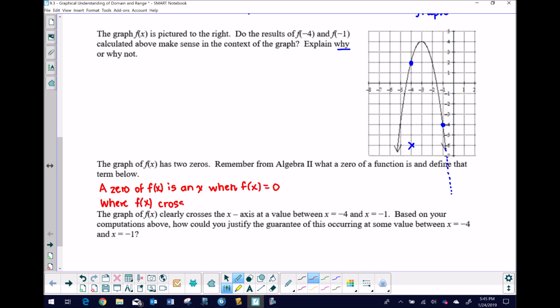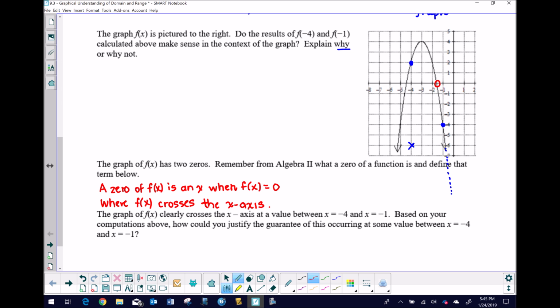And I know that this is old hat. You've heard this many, many times. But I don't want to take any chances. I want you guys knowing this backwards and forwards. And it says that the graph of f of x clearly does cross the x-axis. And it does so at some value between negative 4 and negative 1. Somewhere right about here, let's say.